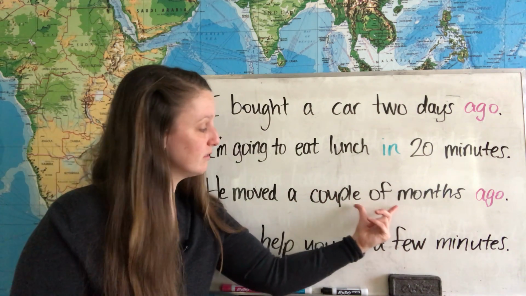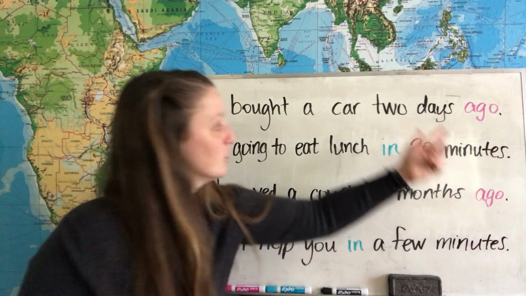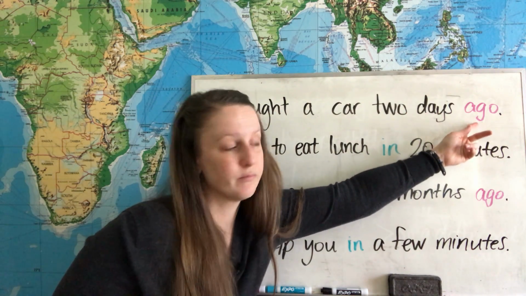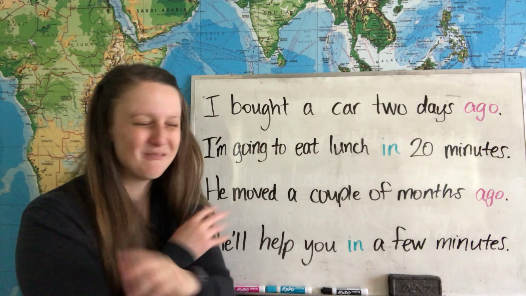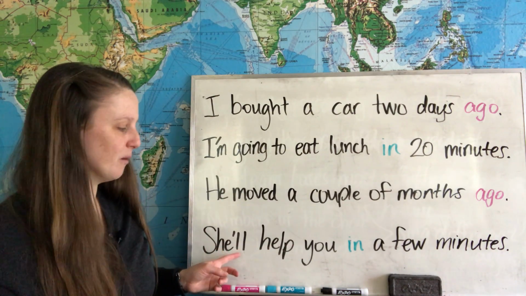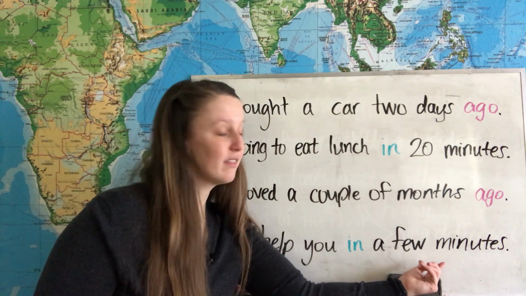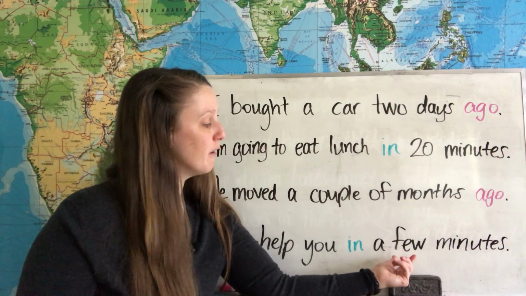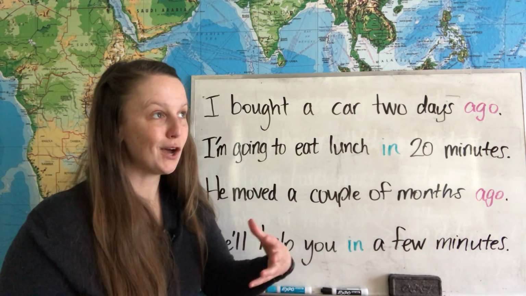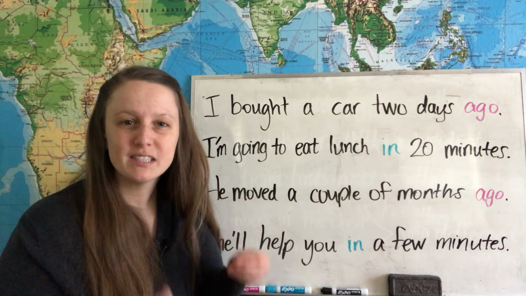He moved a couple of months ago. Again, we have the amount of time, a couple of months, and then the word ago. Just like we did here, the amount of time, and then the word ago. And again, it's the opposite when we do the future with in. She'll help you, she will help you, in a few minutes. We have in and then the amount of time. A few means a small number, not a large number. So a few might be 3 or 4 or 5, any small number, and it is not specific.